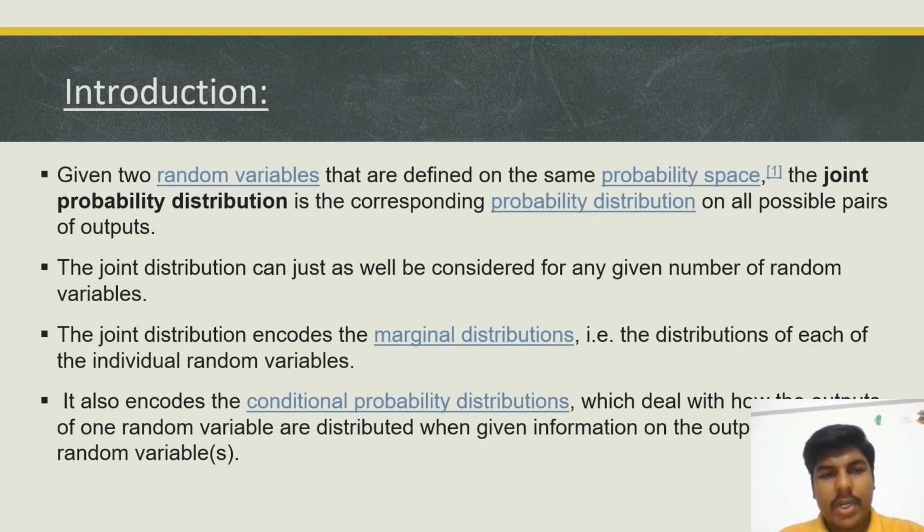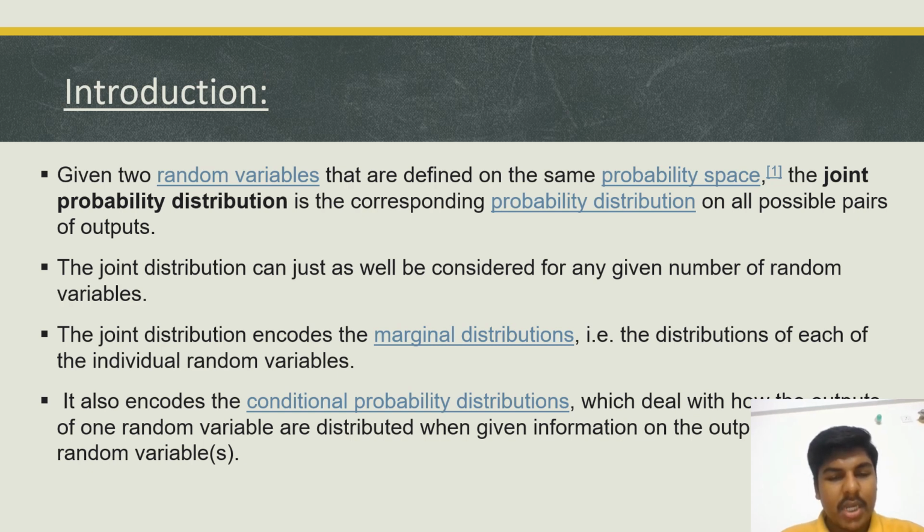Now, let us come to the introduction. Given two random variables that are defined on the same probability space, the joint probability distribution is the corresponding probability distribution on all possible pairs of outputs. The joint distribution can just as well be considered for any given number of random variables.